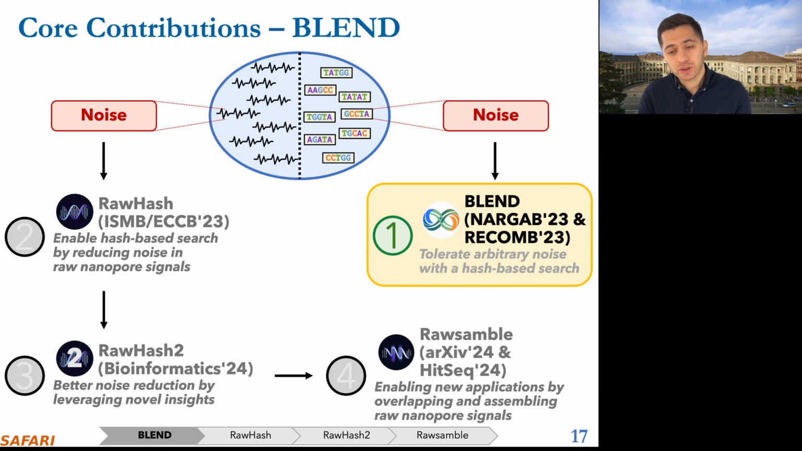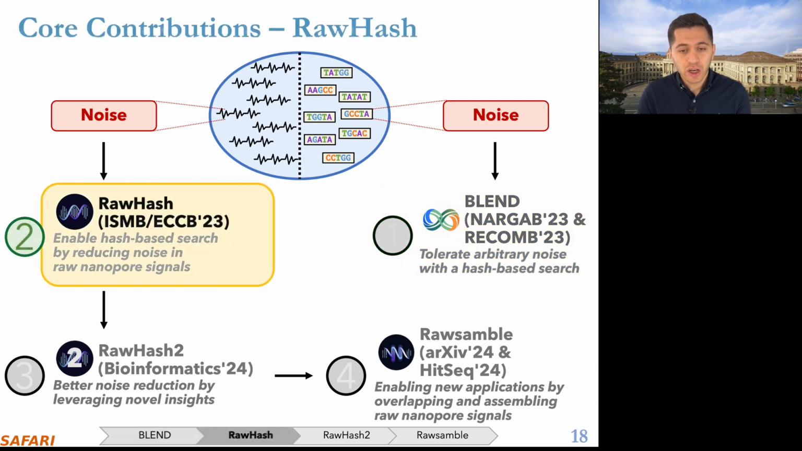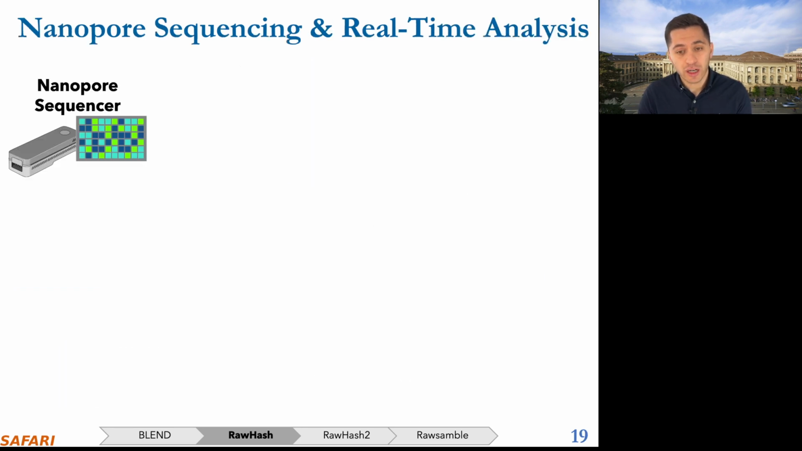Motivated by the potential to improve both performance and accuracy by tolerating noise effectively, we switch our focus to an analysis where we have significantly increased noise. For this, we look at raw nanopore signal analysis in our second contribution, RawHash. Let's look at how nanopore sequencing works.